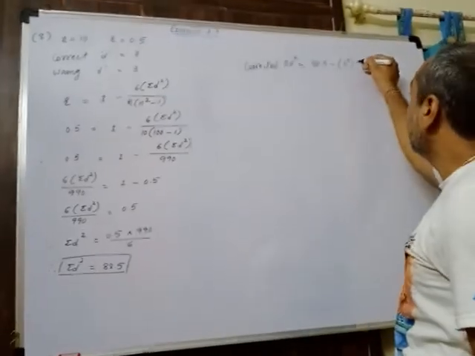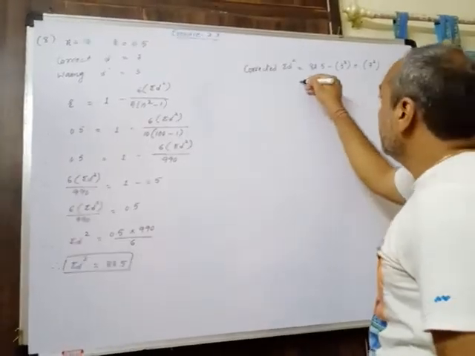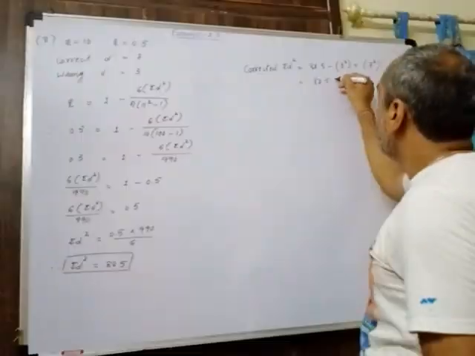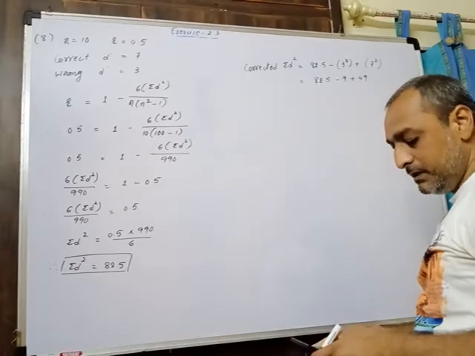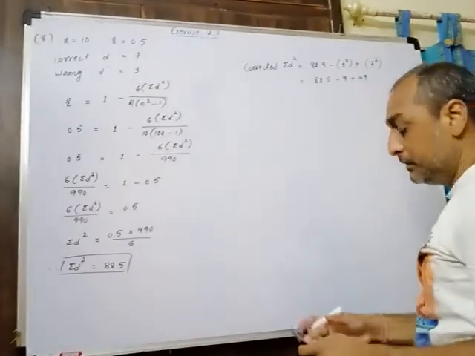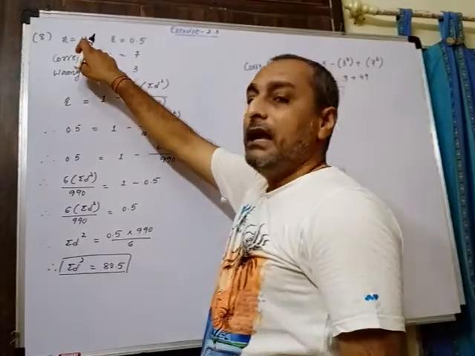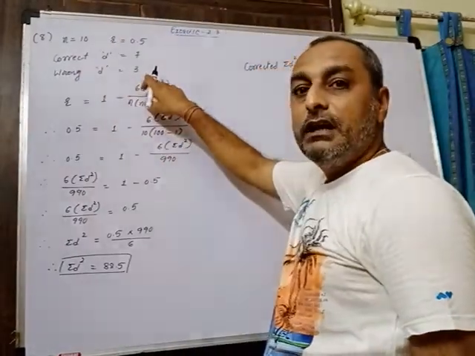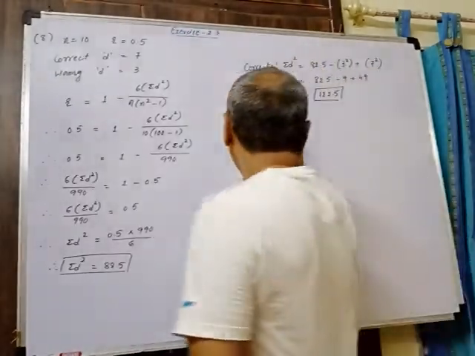Okay. And the correct d square will be added, 7 square will be added. So 82.5 minus 9 plus 7 square is 49. So accordingly we will find out the answer, minus 9 plus 49. So we will get corrected sum of d square 122.5. Now corrected d square we got, and n will remain as it is, because one observation was deducted and one is added. So n is equal to the same 10 only.